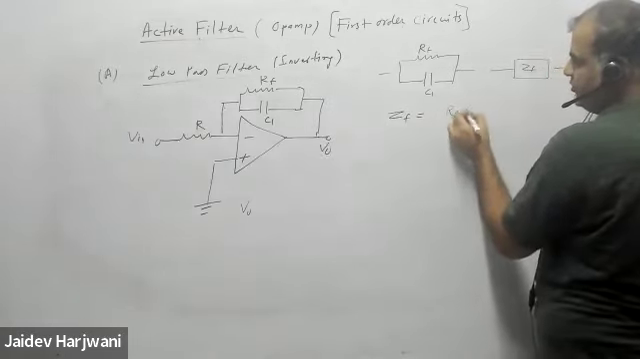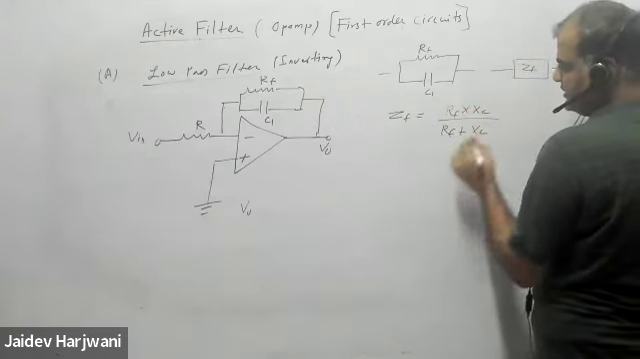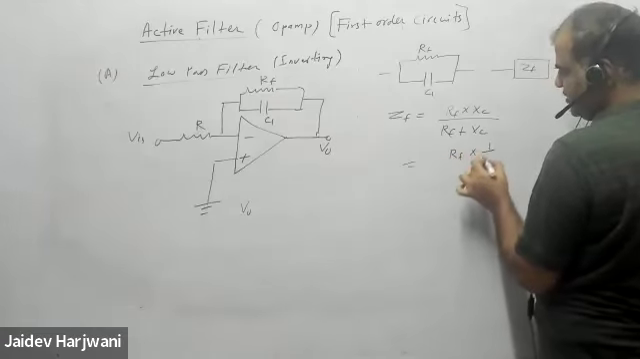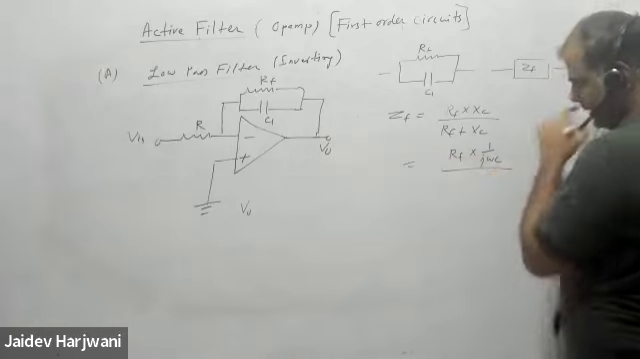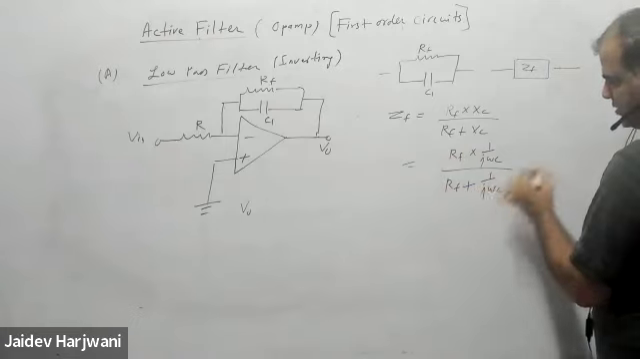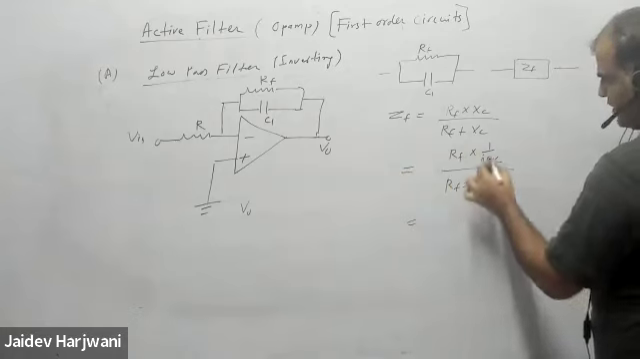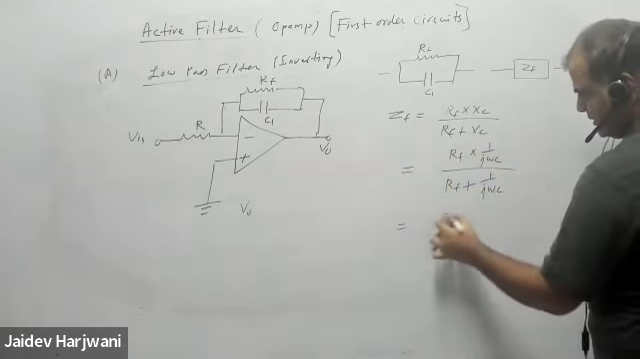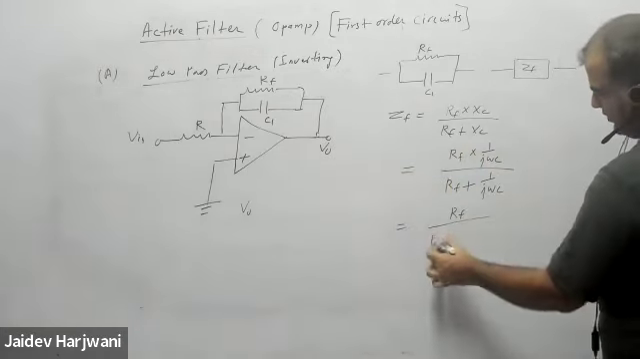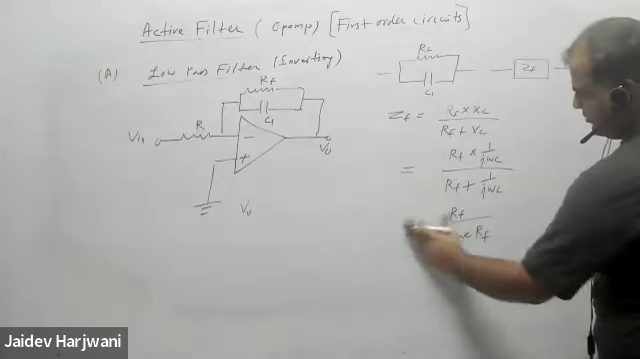RF into XC upon RF plus XC, that is RF times 1 upon j omega C, upon RF plus 1 upon j omega C. And if you solve this one, j omega C cancels. This is RF upon 1 plus j omega C RF.